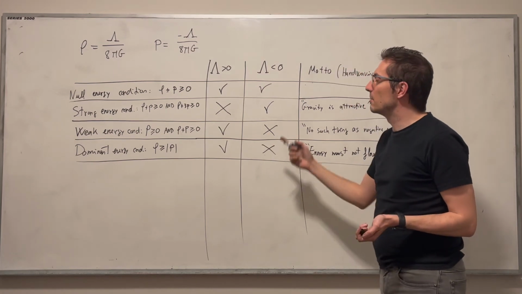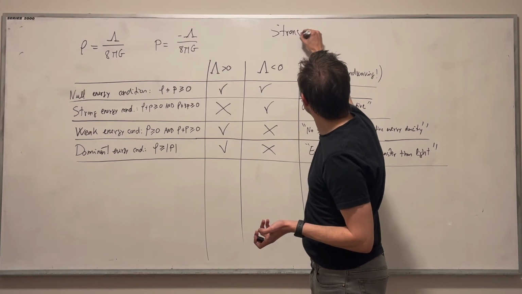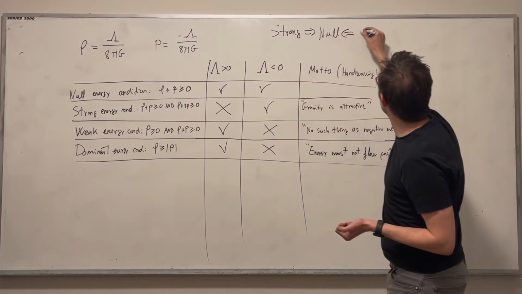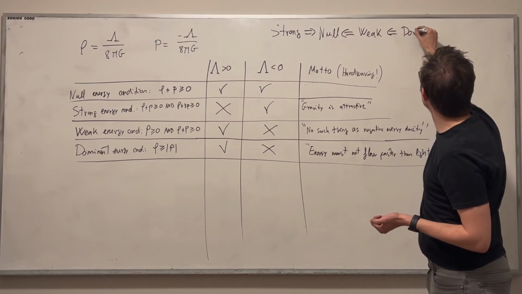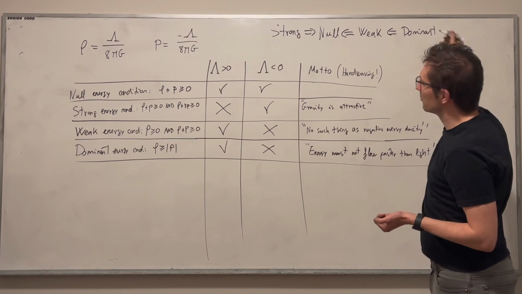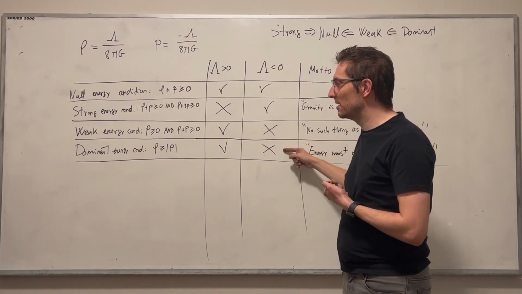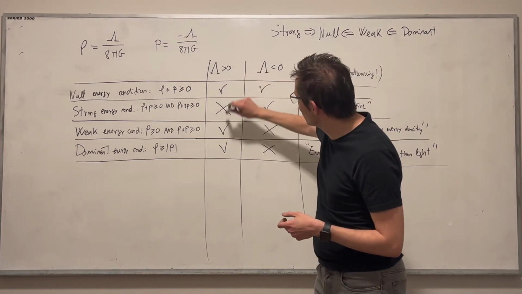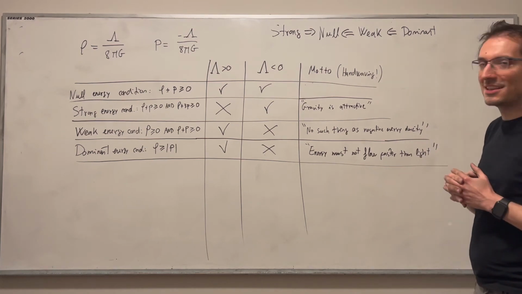Which makes sense, right? Remember the chain of implications? The chain of implications was strong implies the null, and the weak implies the null, and the dominant implies the weak. Right. So if you are violating the weak one, you're not going to be satisfying the dominant, obviously. In order to satisfy the dominant, you need to check this one as well. Okay? All right. So let's analyze the consequences.